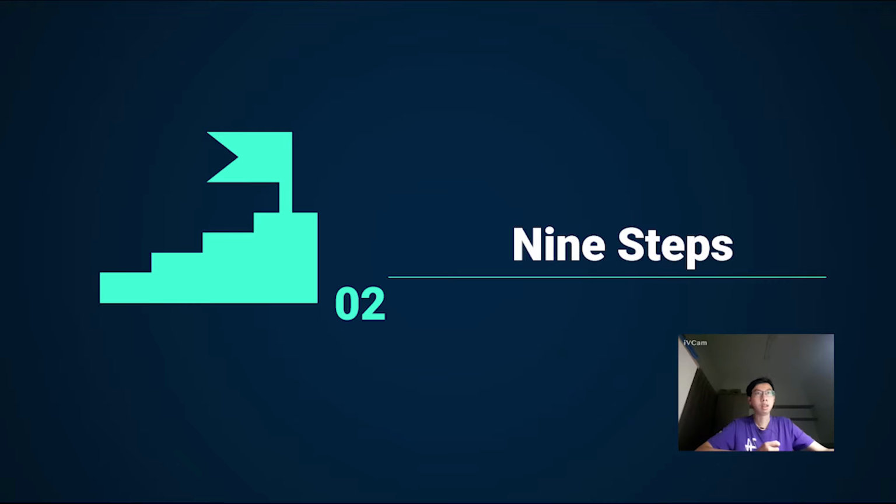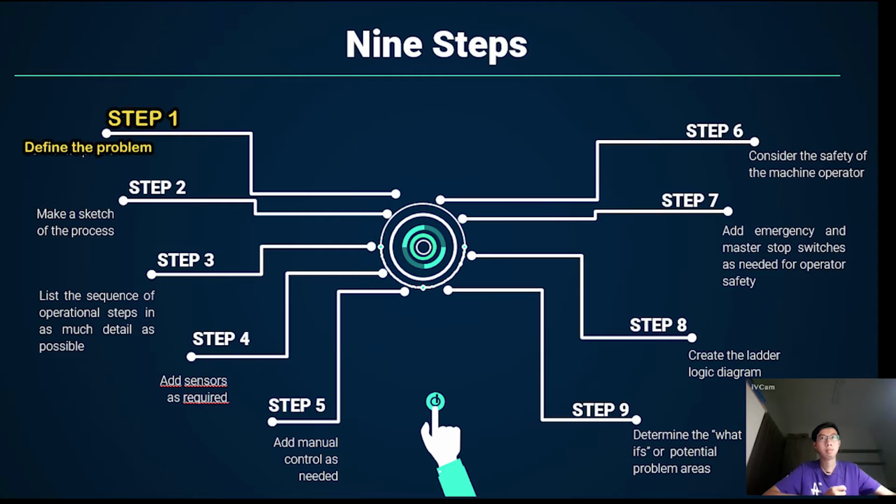Second, next steps. Step 1. Define the problem. Step 2. Make a sketch of the process. Step 3. List the sequence of operational steps in as much detail as possible. Step 4. Add sensors as required. Step 5. Add manual control as needed. Step 6. Consider the safety of the machine operator. Step 7. Add emergency and master stop switch as needed for operator safety.